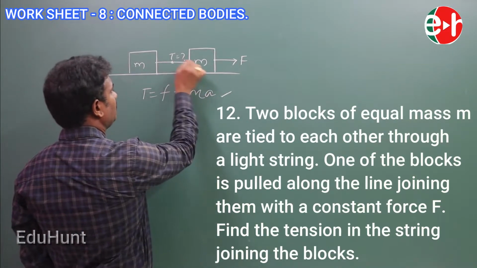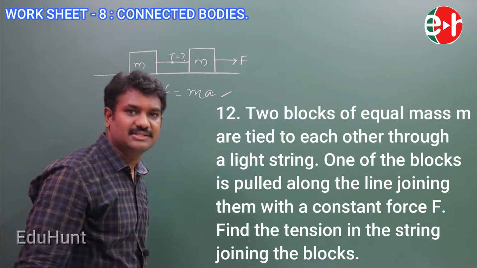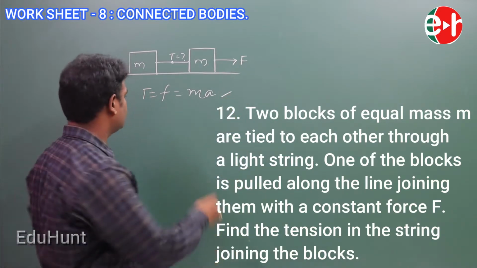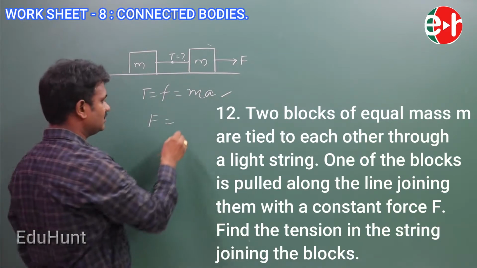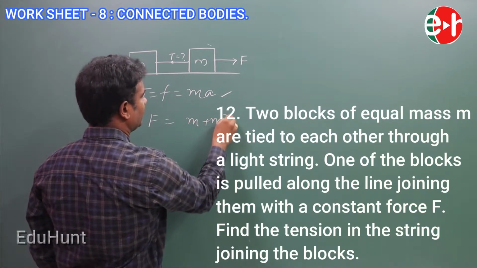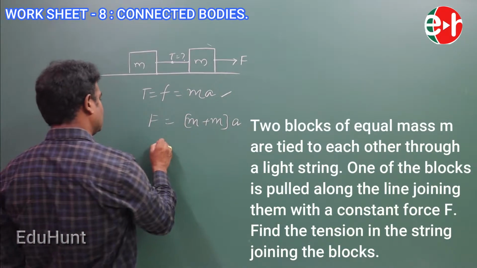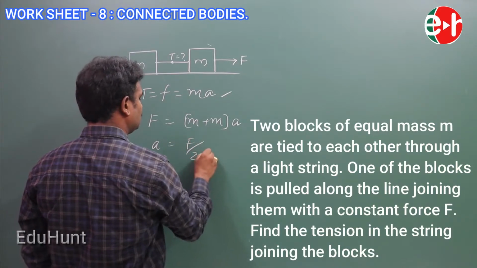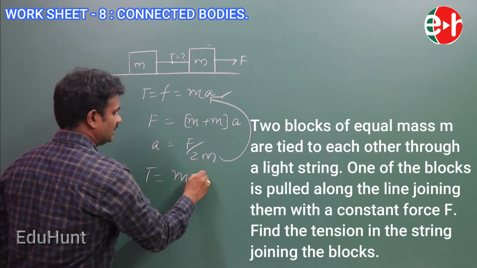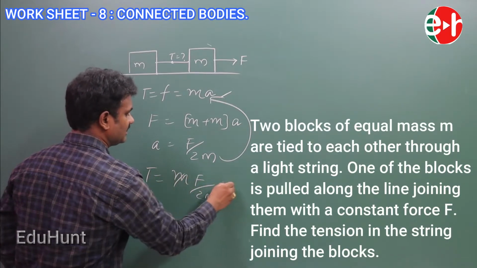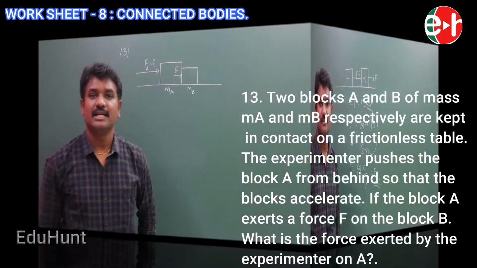As these two blocks are connected with a string, the two blocks move together with a constant acceleration a because of the application of force F. So F is equal to, for this F, these two blocks act as a single block, that's why (m plus m) into a. So a is equal to F by 2m. Now if I put this a here, our tension T is equal to m into F by 2m, m gets cancelled, that's equal to F by 2. So this is the tension in the string. That's all. It is a very interesting problem.